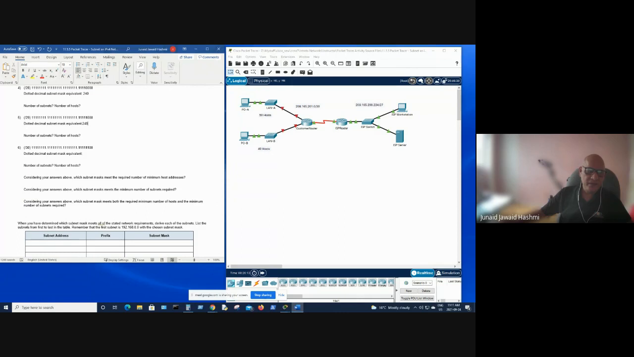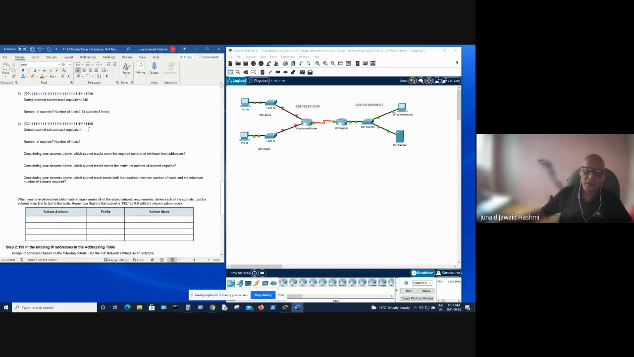Number of subnets, number of hosts. If your subnet mask is 248, so 32 subnets and 8 hosts in each network. Okay, 32 subnets and 8 hosts in each network.